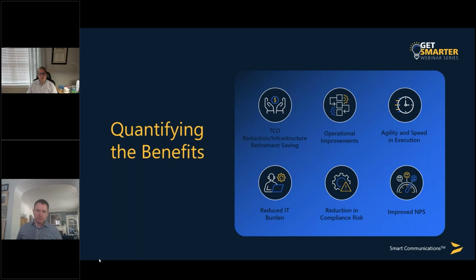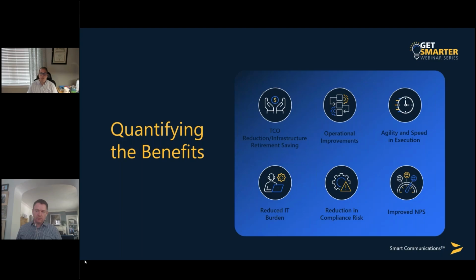Are you also reducing the burden on your IT team? Are they able to focus on more valuable projects to the organization? Are they focused less on maintaining templates and more on new integrations and new features for the organization?